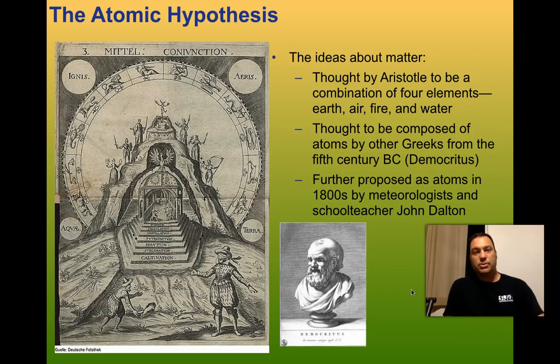Let's go back to this picture over here, just to verify what we're seeing here. Ignis is Latin for, of course, fire. Aris is air. Aqua is water. And terra is land, or earth. So those are the four elements here.